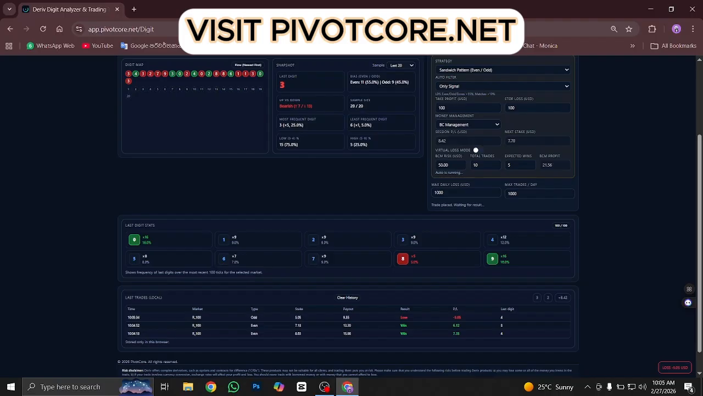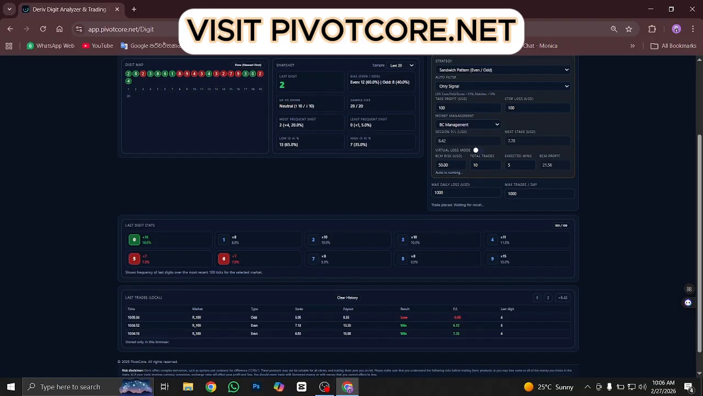Watch the screen as the bot goes to work. Notice the precision. As we move through our 10-trade sequence, you can see how the software ignores the noise and only strikes when the pattern is right. We've already secured our first few wins, and the balance is growing steadily. This is the power of pivotcore.net.